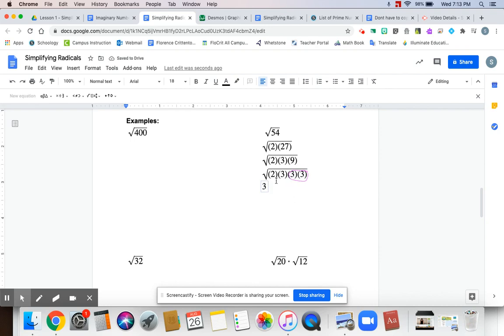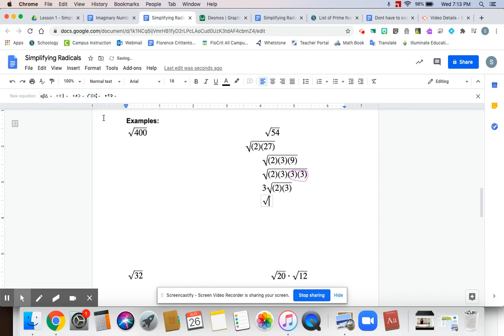Now this 2 and this 3 have no one to go with, and so they are still under the square root because they don't have a partner to come out of the square root with. So that means they have to go back together because they're staying under the square root together. And 2 times 3 is 6.